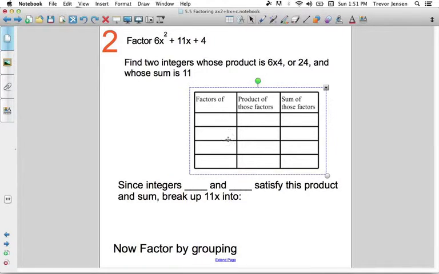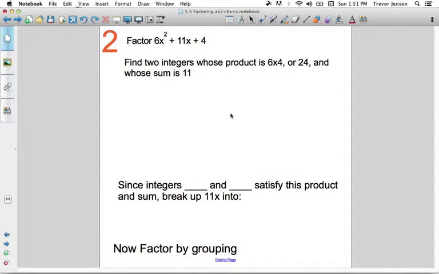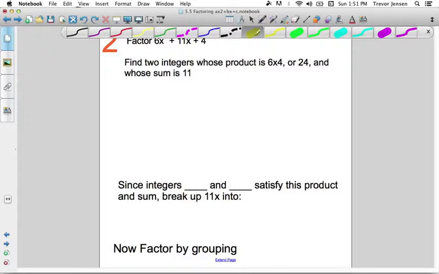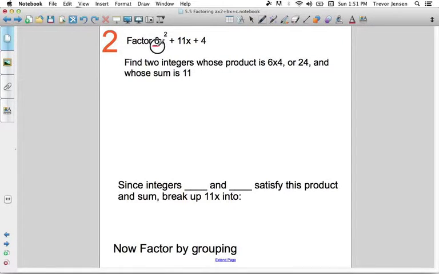Let's not use this chart this time. So let's factor the quadratic expression 6x squared plus 11x plus 4. Hopefully you remember you want to look at your a value first. It's a 6. So 6 isn't equal to 1. Now I want to see, can I factor out that 6? Does 6 go into 11 and 4?